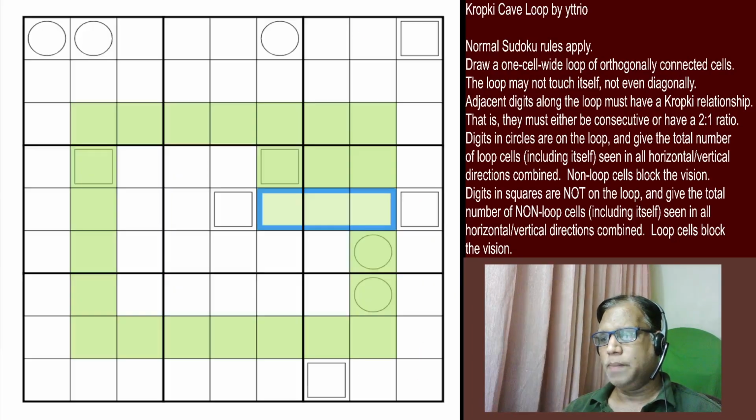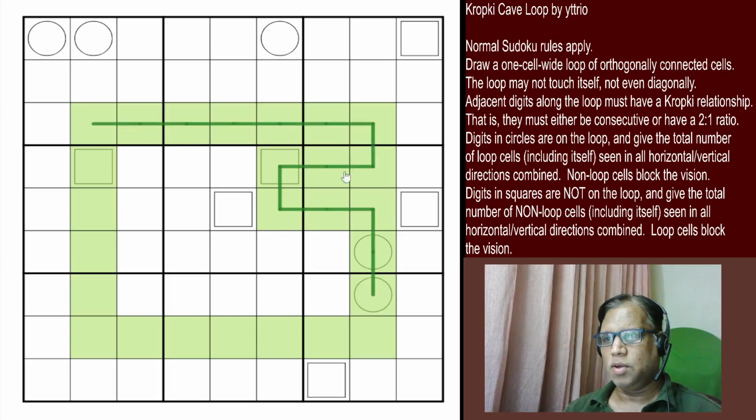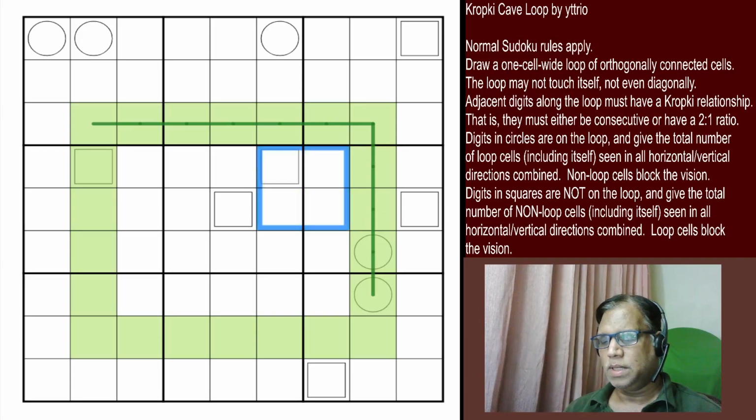If you use the pen tool, and use only the centers, then you can find out that this loop is something like this, and then this. You can see that the loop is touching itself. So this should not be allowed. The loop should be something like this. In terms of color, you cannot have something like this.